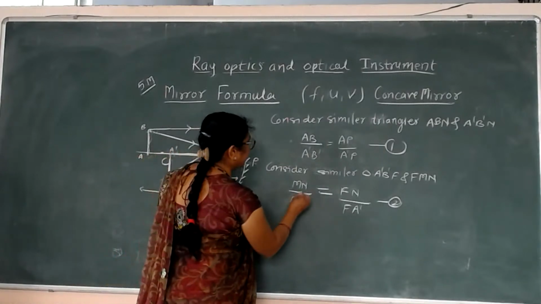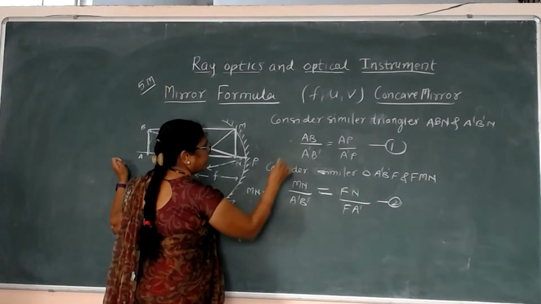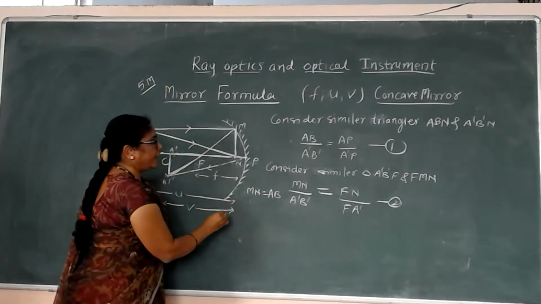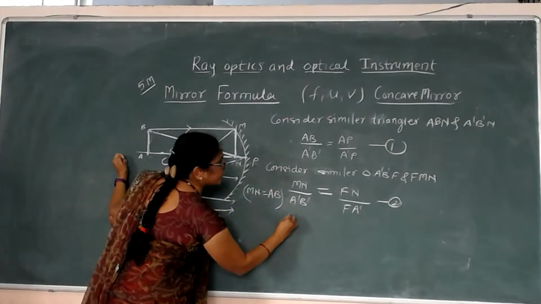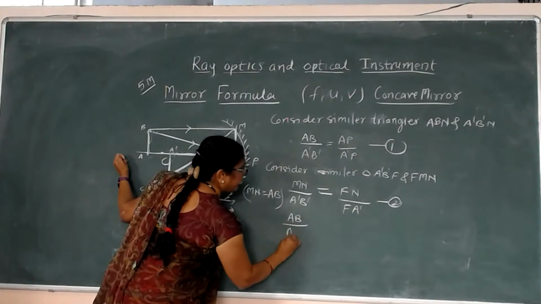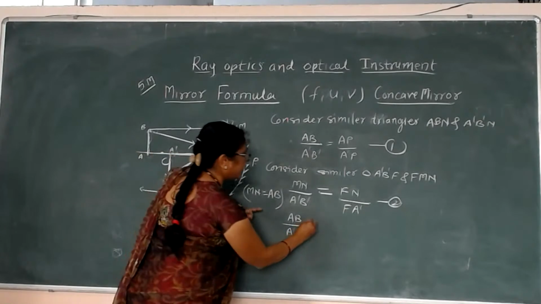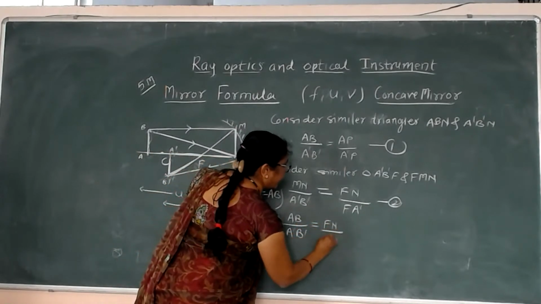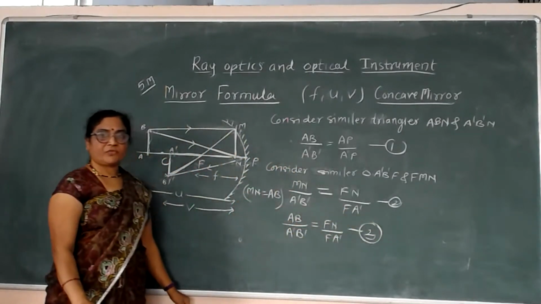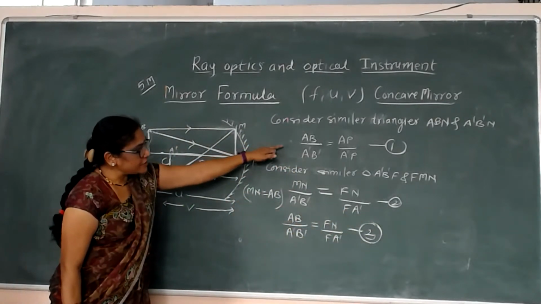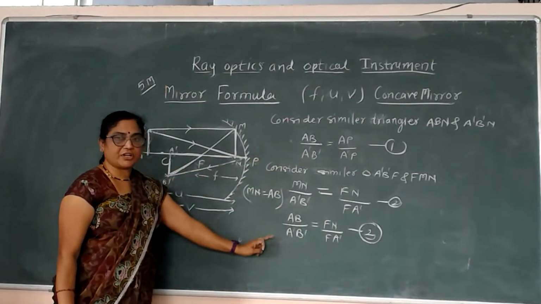Therefore, MN is equal to AB because both are parallel sides. Therefore, the next equation is AB divided by A'B' is equal to FN divided by FA'. Suppose this is equation number 3. So see here, equation number 1 and equation number 3.